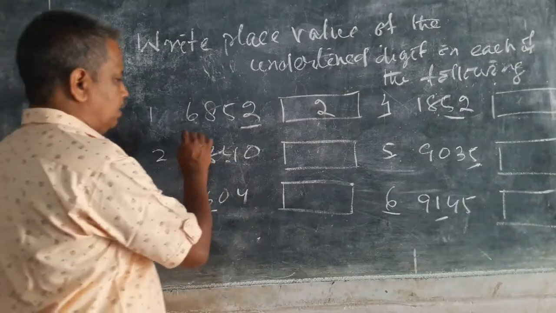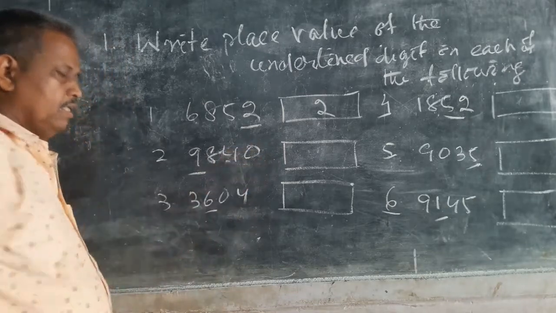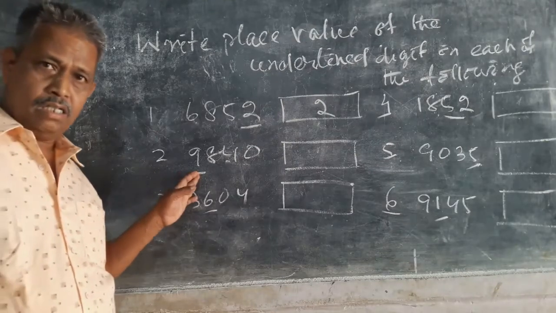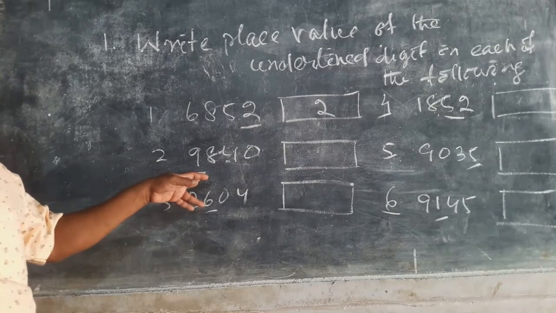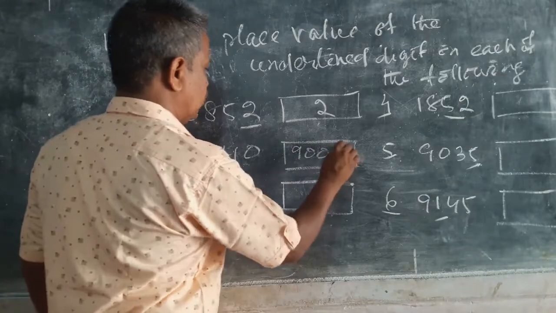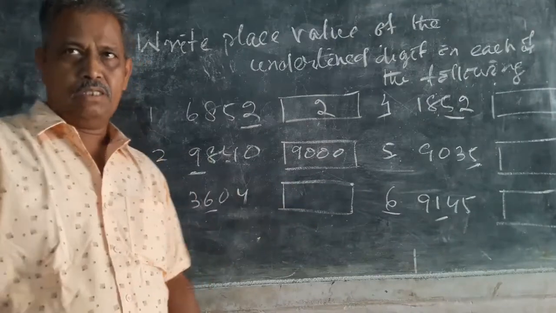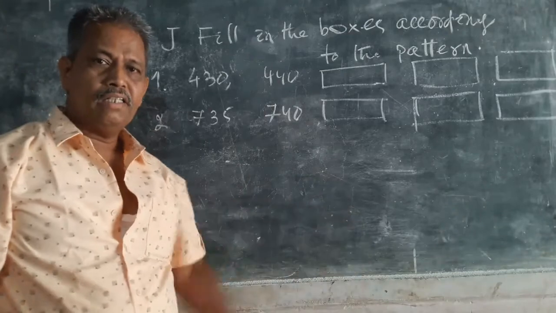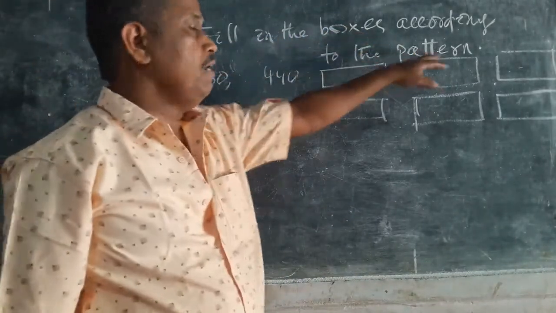If you see the second number, 9850, the underlined number is 9. So, it is in the thousands place. So, the place value is 9000. You see, like it, you do all rest problems. Okay, you see, understood? You see, the next question, fill in the boxes according to the pattern.